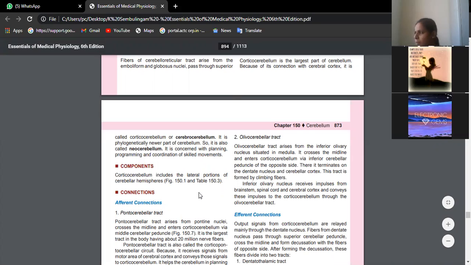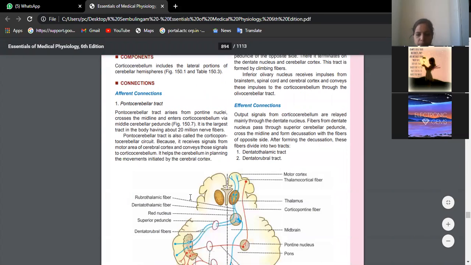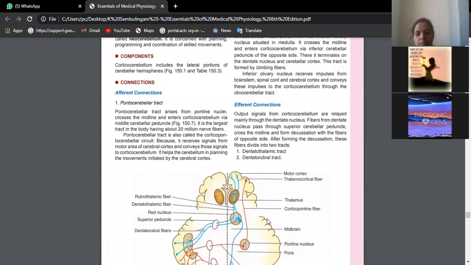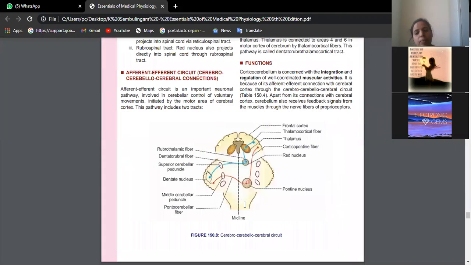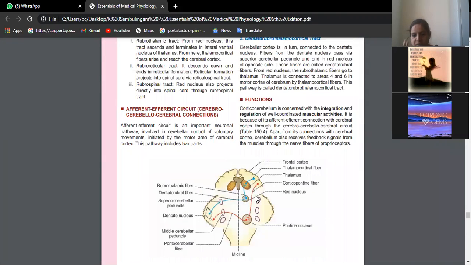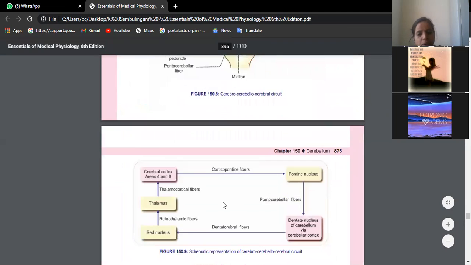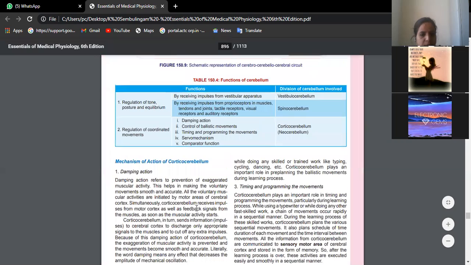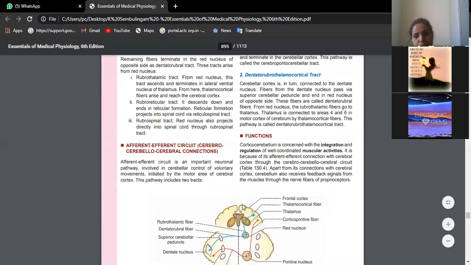So the corticocerebellum components we have already seen in the form of a table. The same thing you can elaborate. And functions, whether anything is asked or not, usually the corticocerebellum will be asked most of the times in detail, and we should talk in detail about the functions of this corticocerebellum. See, many functions are given.